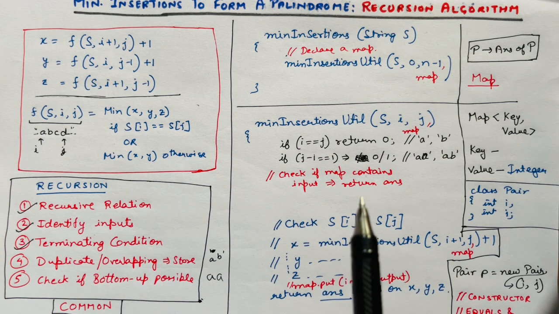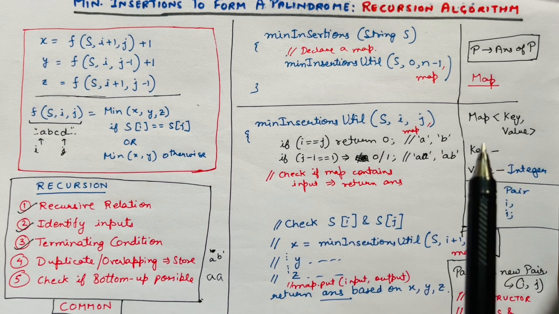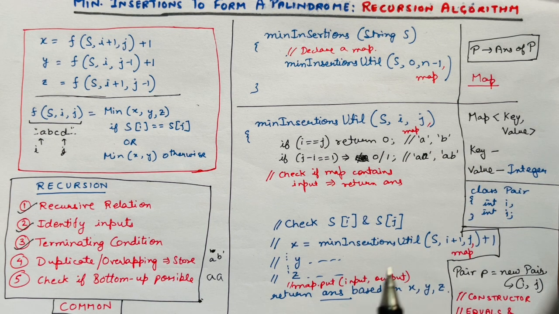Now while we were using the map, to represent the key we needed a new class, Pair. And to be able to effectively use map.contains for a pair, we needed to override the equals and hashCode methods. Now let's see what will be the time complexity of this method.